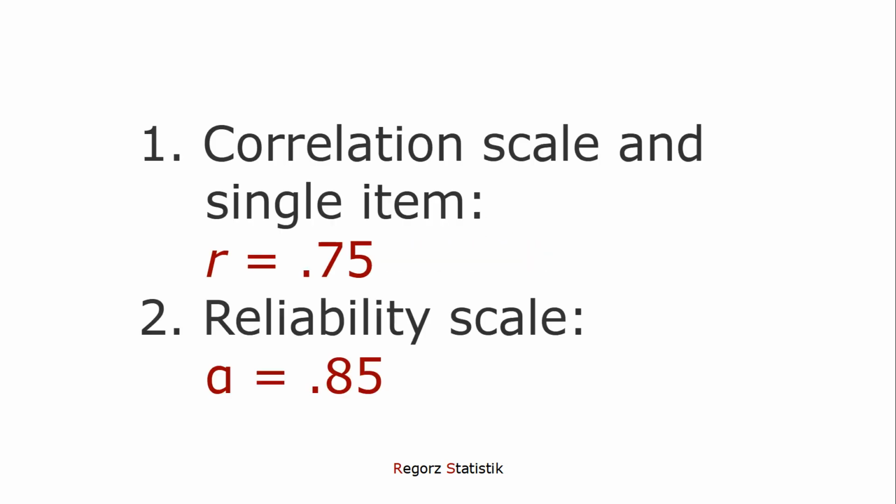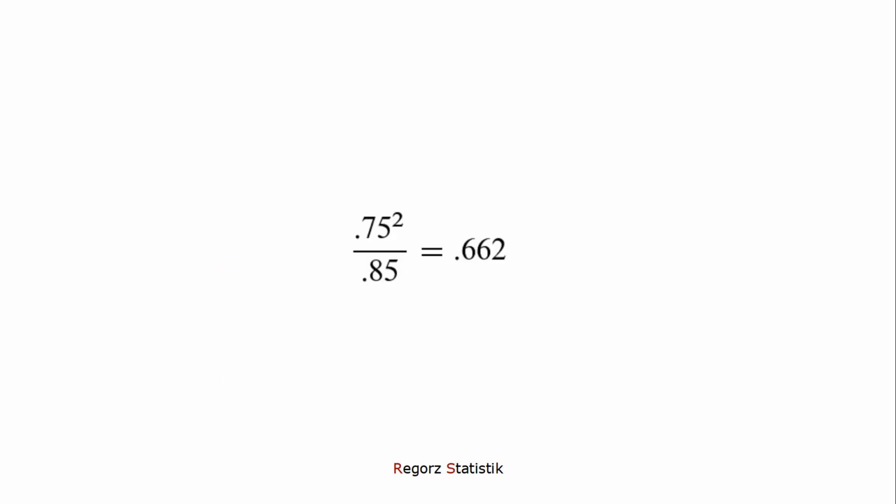Concrete example. Let's say we have a correlation between the scale and the single item of 0.75. And for this scale, we have a reliability of 0.85. Then we simply plug this into the formula, the square of the correlation between both divided by the reliability of the scale. Here we would have an estimate of the reliability of the single item of 0.662.